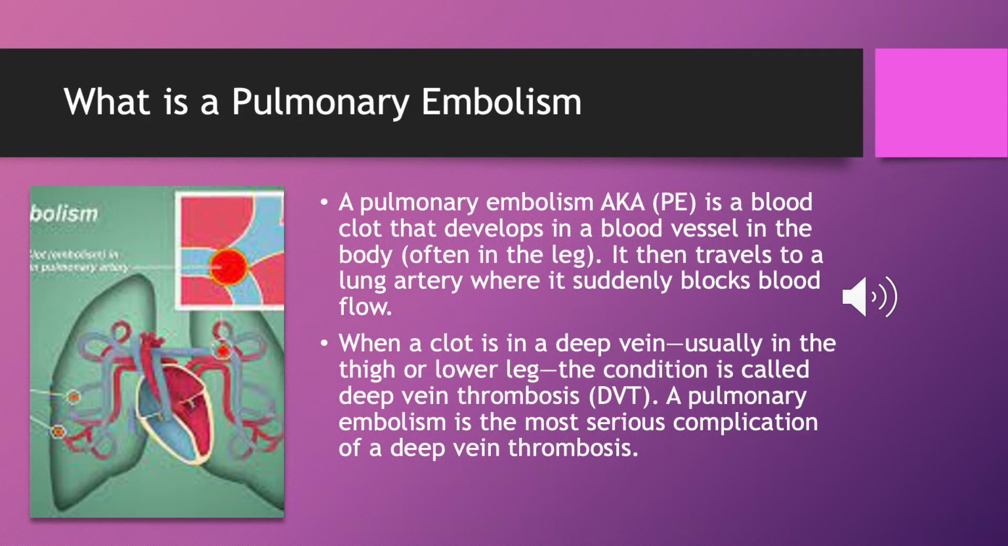What is a pulmonary embolism? A pulmonary embolism, aka a PE, is a blood clot that develops in a blood vessel in the body, often in the leg. It then travels to a lung artery where it suddenly blocks blood flow. When a clot is in a deep vein, usually in the thigh or the lower leg, it is called a DVT, which is a deep vein thrombosis. A pulmonary embolism is the most serious complication of a deep vein thrombosis.